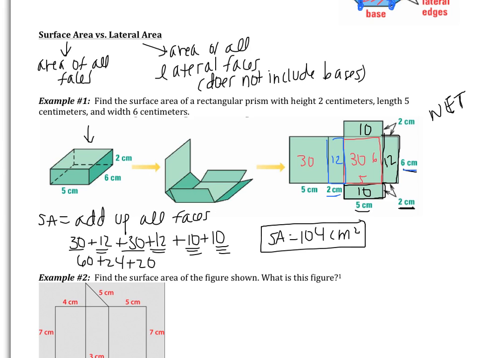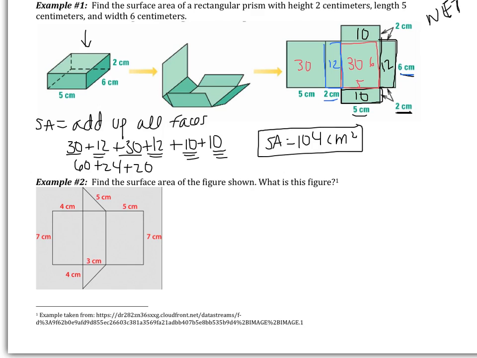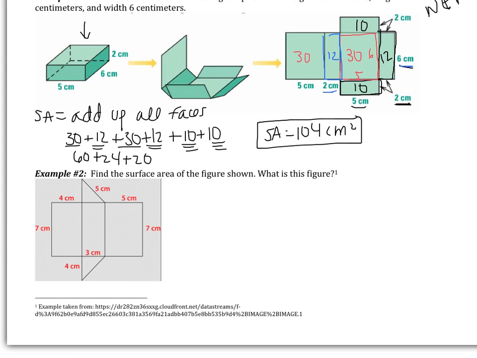Let's look at another one. Example number 2 says find the surface area of the figure shown. It's also asking, what is this figure? So it's a net. If I were to put together this net, what would it form?